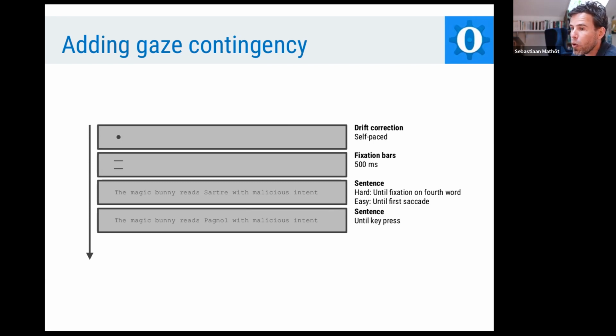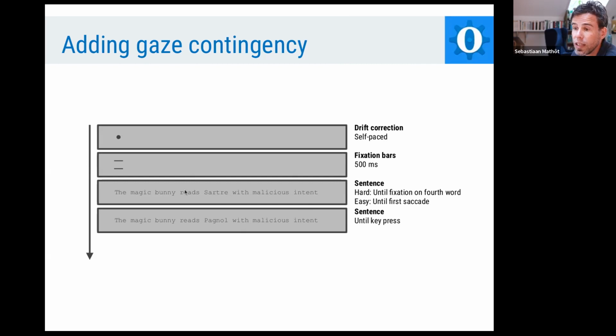But for the purpose of implementing it, of course, the research questions don't really matter, it's mostly about the implementation. And then the logic is: monitor eye position, the Magic Bunny reads, oh, change the sentence, Pagnol with malicious intent. That's the idea. And then they press the spacebar. So that is the hard implementation, the more difficult implementation, and that's how it's usually done.